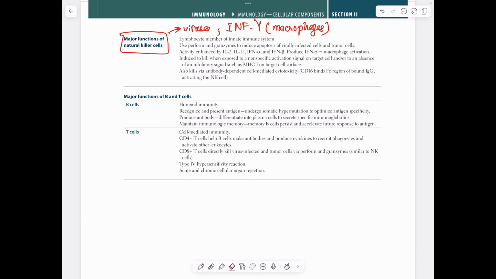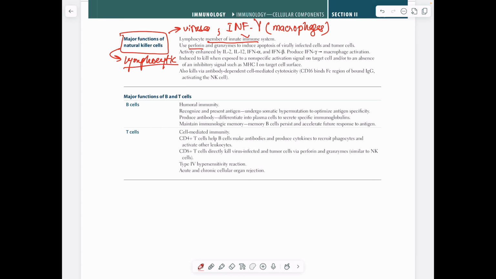Secondly, it is a member of innate immunity. It's a member of innate immunity but is of lymphocyte origin. It is the only cell of lymphocytic origin that belongs to innate immunity. B cells and T cells all belong to adaptive immunity.